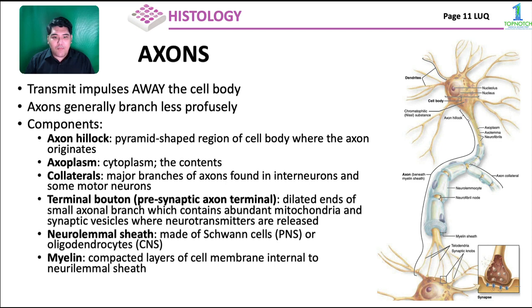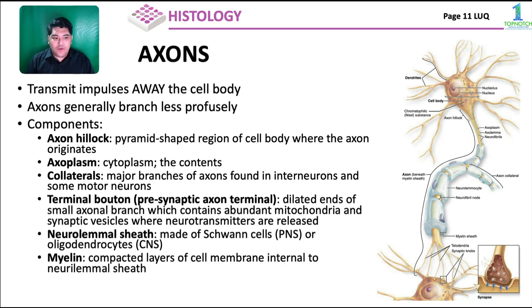So ano ba yung mga components na important? We have your axon hillock here. It is pyramidal in shape where the axon originates. Then we have the axoplasm. This is just the cytoplasm, the contents of the axon. And then we have the collaterals, okay, here. So these are the branches of axons as found in interneurons and some motor neurons. Then we have the terminal button here magnified. This is your presynaptic axon terminal. And usually ito yung content kung saan magkakaroon ng release of your neurotransmitters.